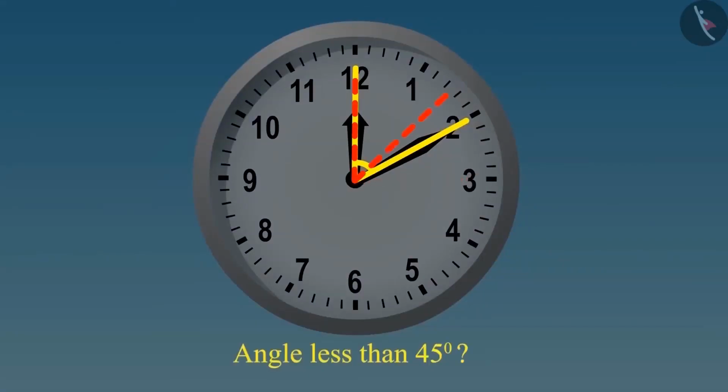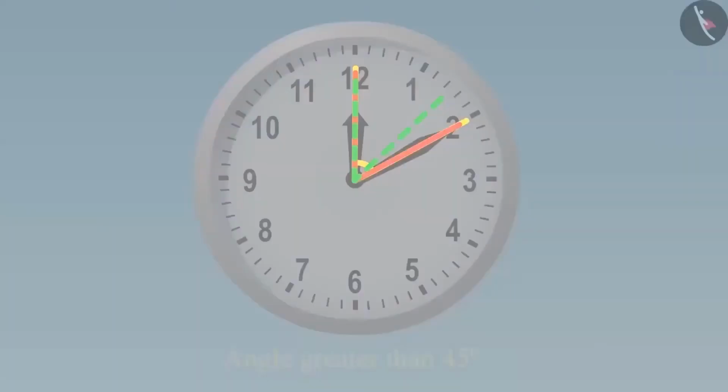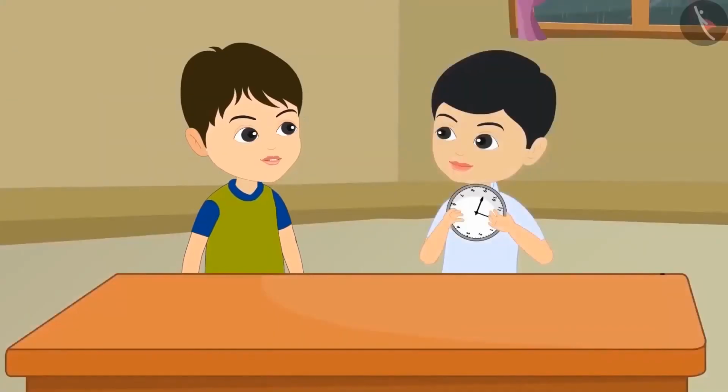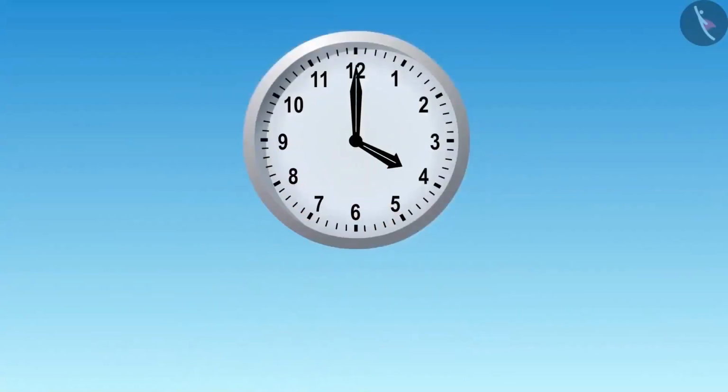But is this angle less than 45 degrees as well? Angle 45 degree is half of 90 degrees. That means approximately this much. But this angle is this much. That means this angle is greater than 45 degrees. Yes, I feel the same, Golu. Now see this. I have made 4 o'clock.